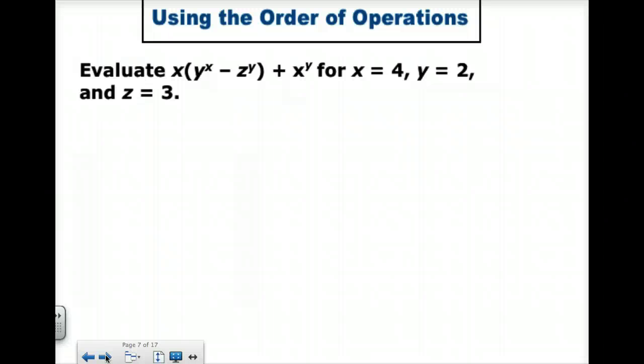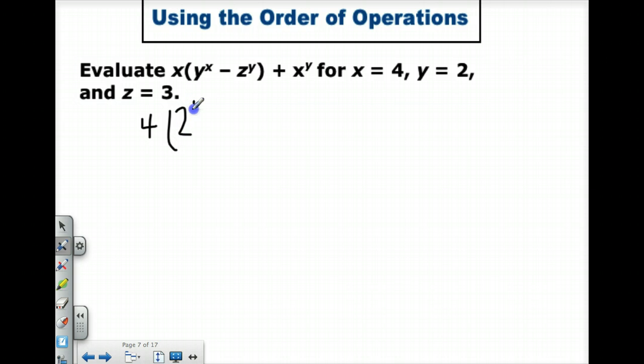Please copy this problem down into the box that you have. Don't just try to plug the numbers in. I want you to write the x's, y's, and z's in there so you know exactly what you're doing when you go back and check your notes. We have 4 times the quantity of 2 to the 4th power minus 3 squared, close your parenthesis, plus 4 to the 2nd power. So we must remember order of operations.